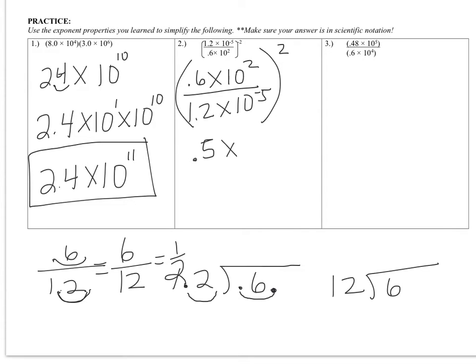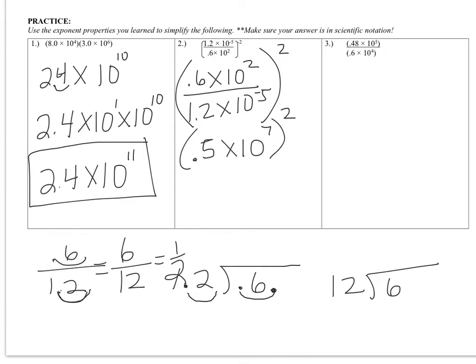Times 10, because this is division, the same base of 10, you subtract the exponents. So it becomes 2 minus negative 5. Let me say that again. 2 minus negative 5 is the same as 2 plus 5, which is 7. And so then this whole thing becomes to the 2nd power. So now you can square it.